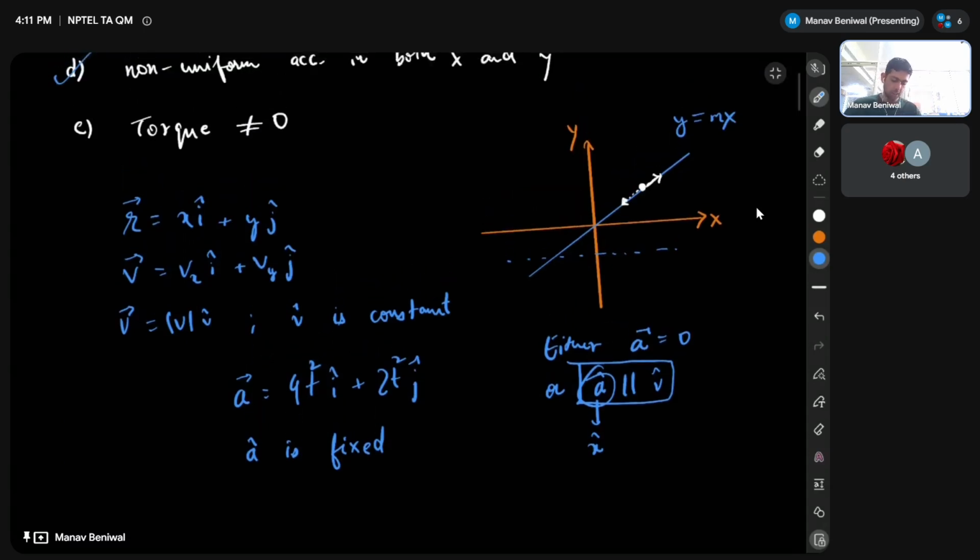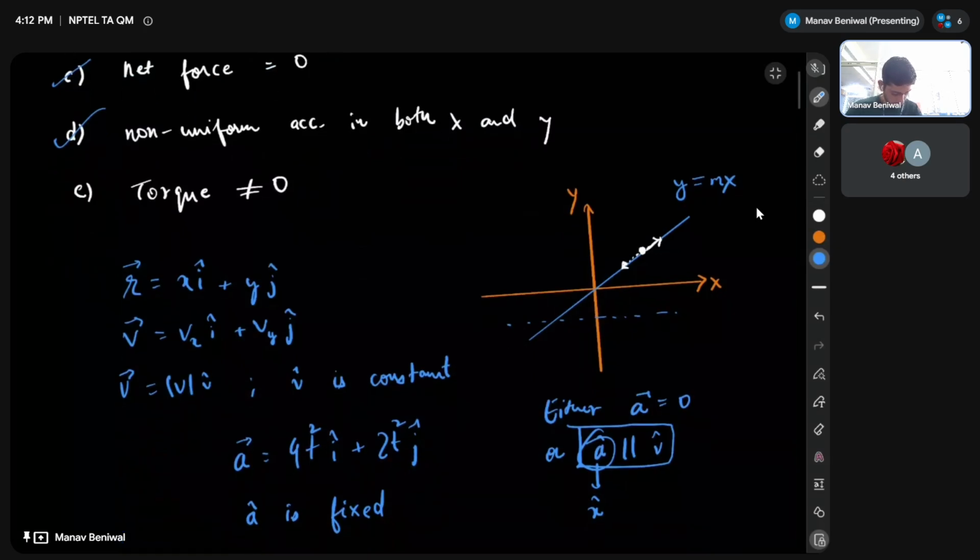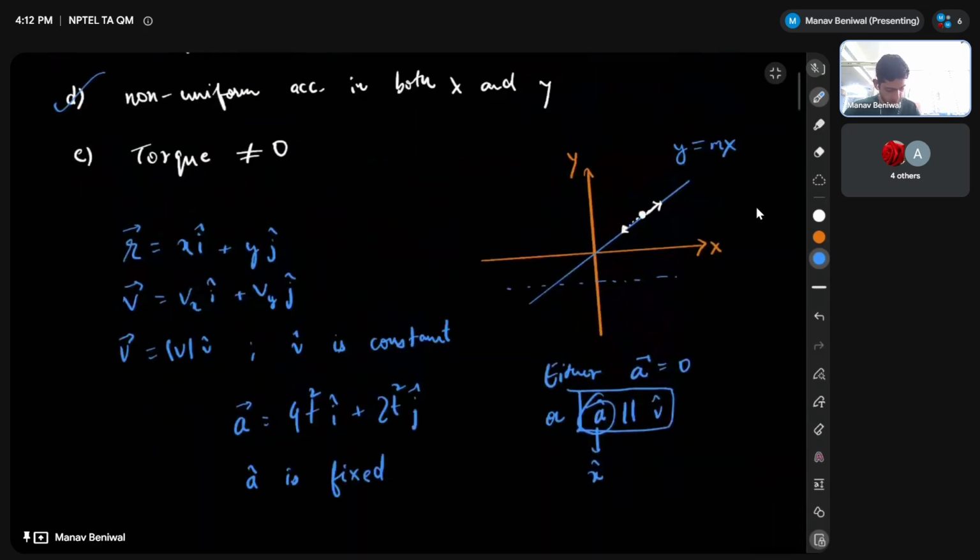Okay. So the last option is, is it possible that I have a non-zero torque? So I have some finite torque and still I have a linear motion, a motion in a straight line in the xy plane. So the torque acting on the particle is non-zero. That is my last option. Let me quickly erase this.